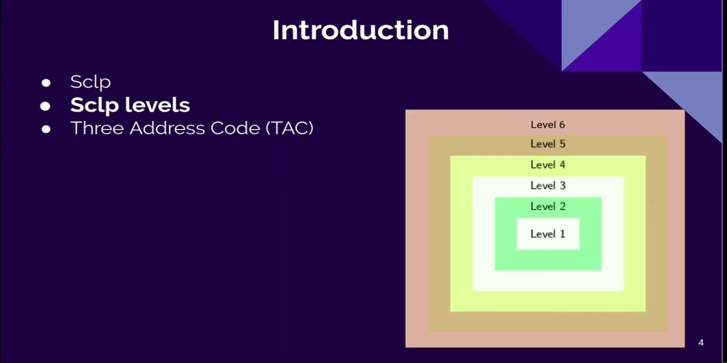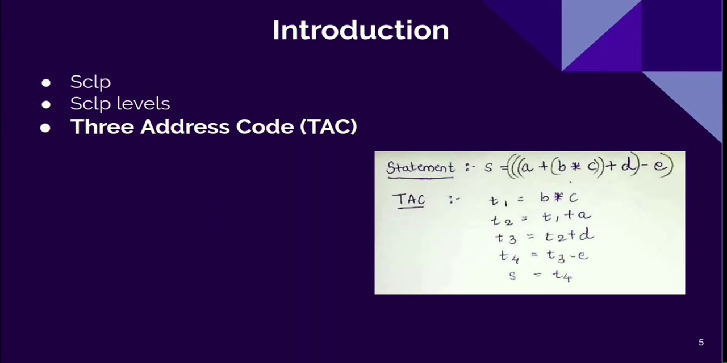There are a total of 6 SCLP levels as of now. We are working on level 6. Each level has the features of its lower level as well as some additional new features. So let us first understand the 3 address code.